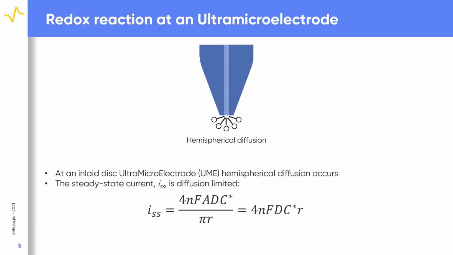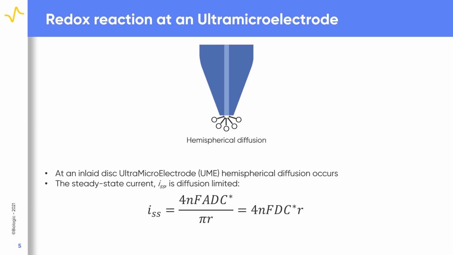Let's first look at the DC and ac-SECM techniques. First, dc-SECM. A key component of SECM is the Ultramicroelectrode, or UME, which acts as the probe. The UME is polished flat, resulting in an inlaid disc at which hemispherical diffusion occurs. When steady state is reached, the current is diffusion limited and defined by the equation shown.